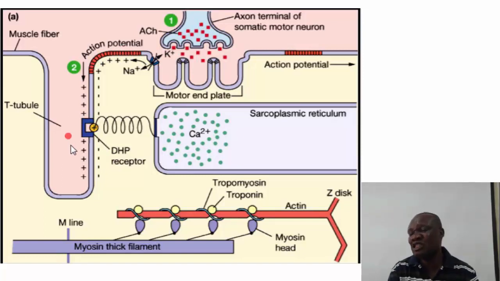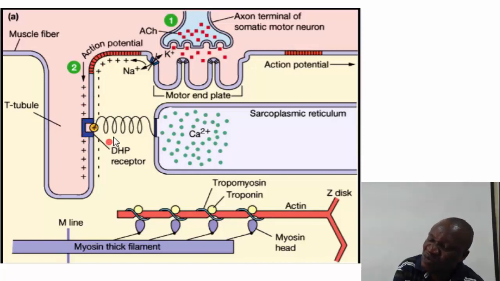Now, within the T tubules, there are some voltage sensors. Now, these voltage sensors are calcium channels, and they are called dihydropyridine receptors. So this is a dihydropyridine receptor, which are voltage sensors in our calcium channels. When the action potential gets to the dihydropyridine receptors, they are activated.